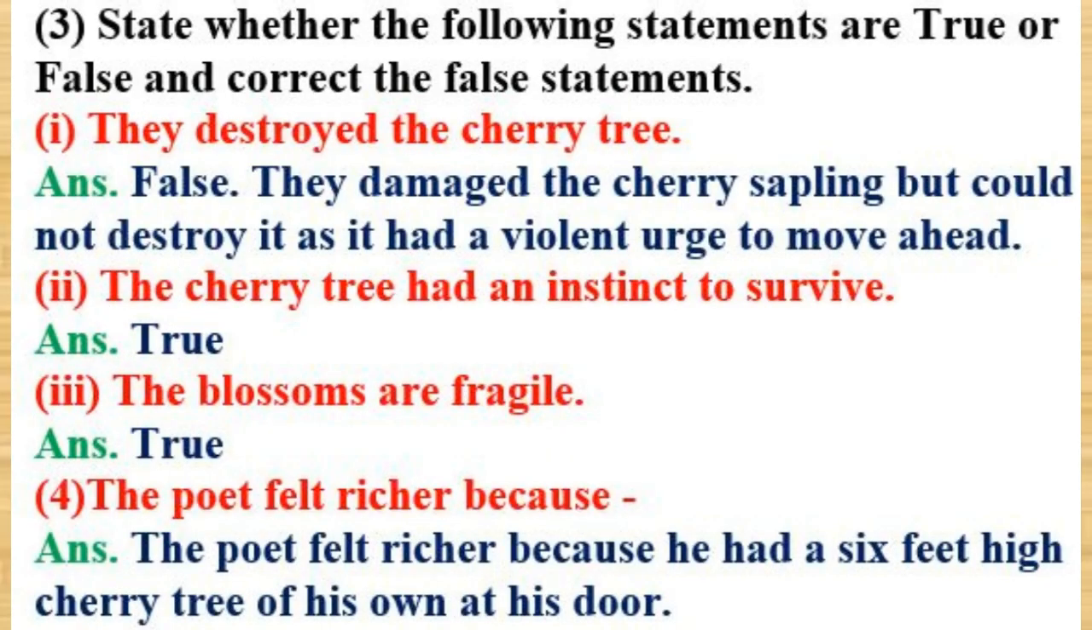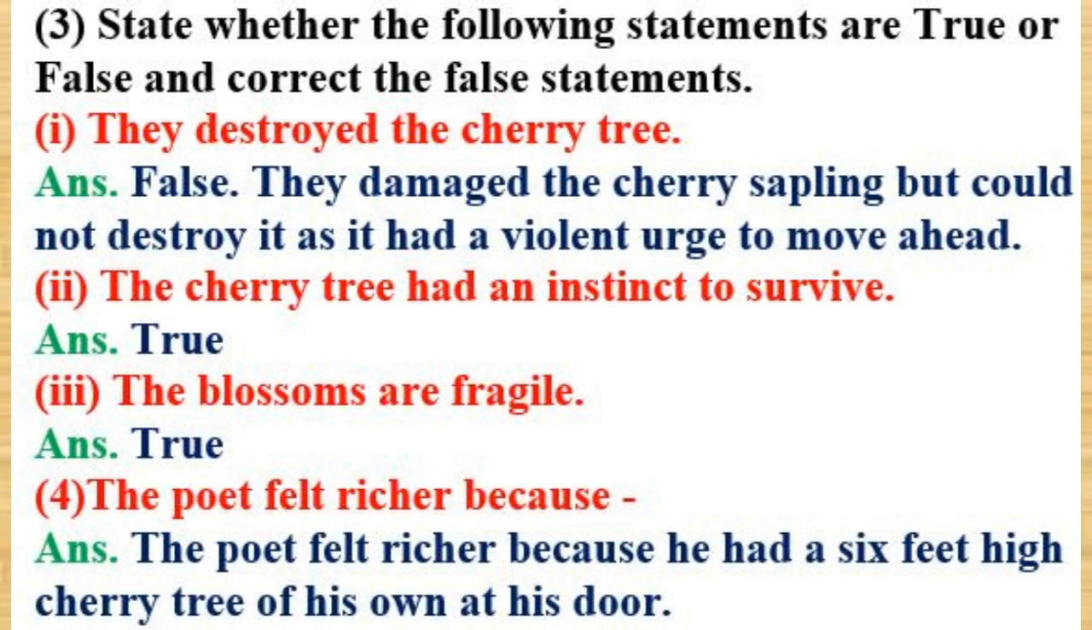Next, question 3. State whether the following statements are true or false and correct the false statements. Number 1. They destroyed the cherry tree. Answer. False. And the correct sentence is: they damaged the cherry saplings but could not destroy it as it had a violent urge to move ahead. Next sentence. The cherry tree had an instinct to survive. Answer. True. Next sentence. The blossoms are fragile.